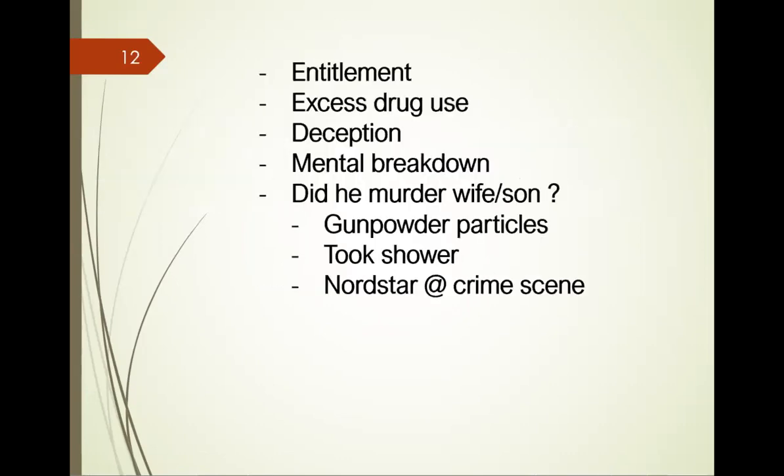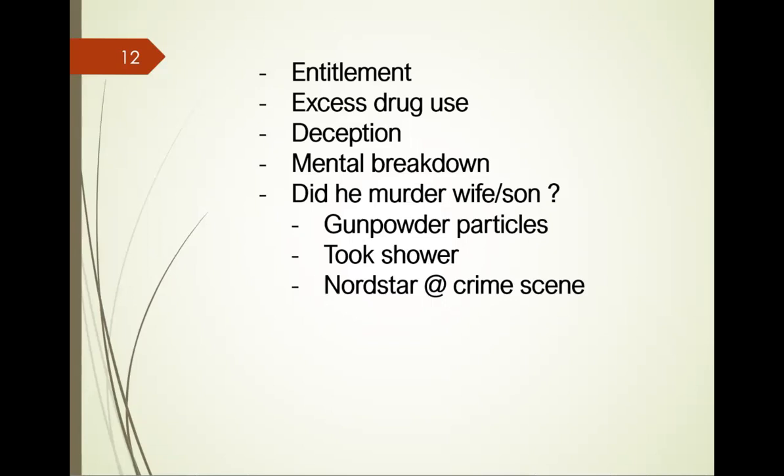So we see a man who felt entitled present himself as socially prominent and strong, but also excessive drug use, as we have seen. He's prone to deception and has a potential for a mental breakdown.